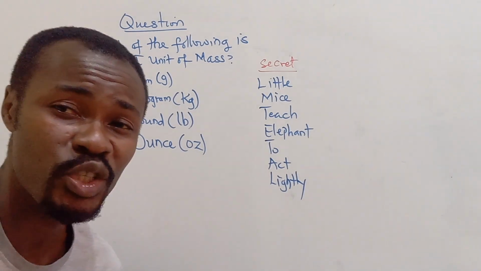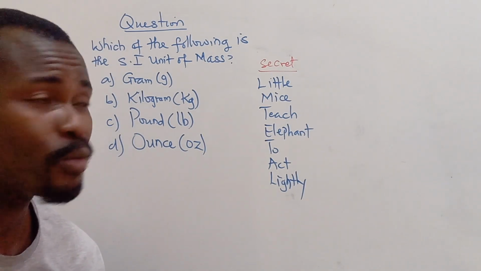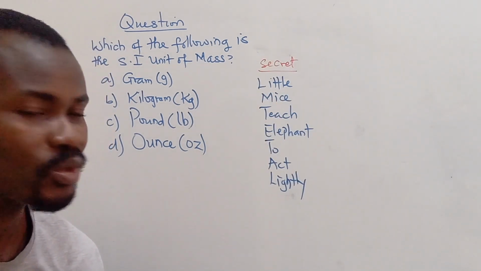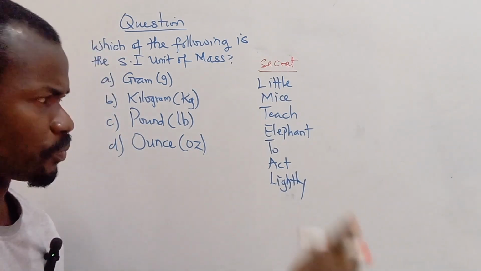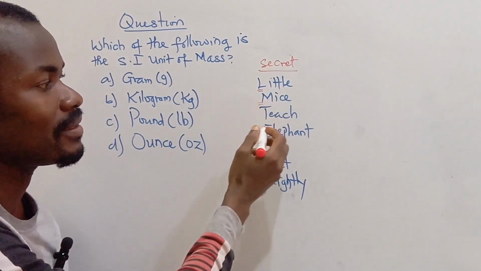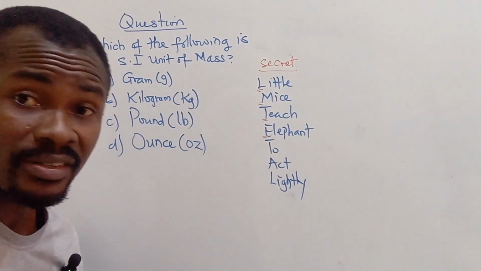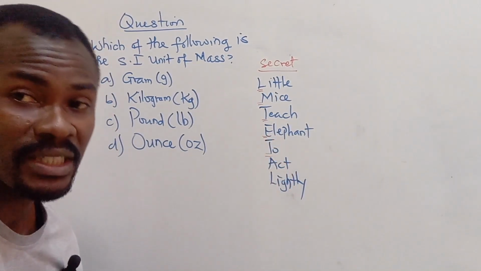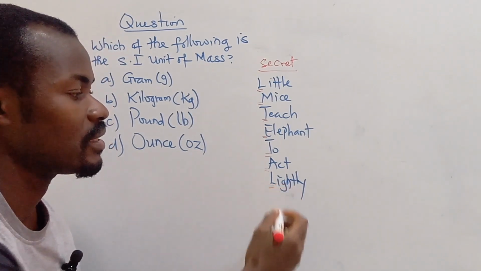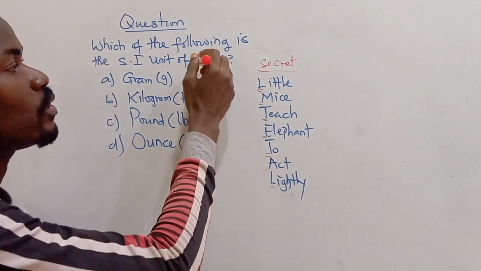Now this is question number 2 on the second series of fundamental and derived quantities and units. We have a question on the board which reads, which of the following is the SI unit of mass? We go back to our little secret: little mice teach elephant to act lightly. L is for length, M is for mass, T is for time, E is for electric current, T again is for temperature, A is for amount of substance, and L is for luminous intensity.